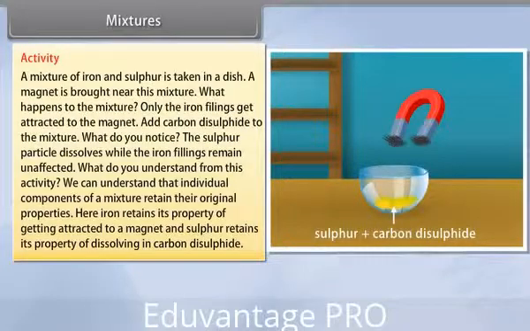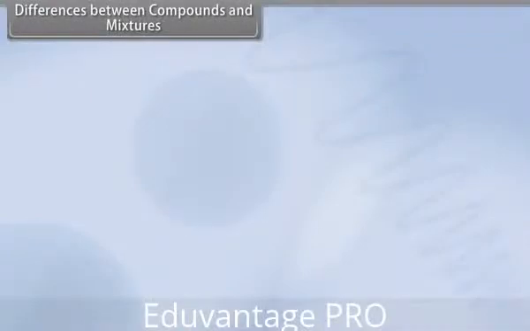What do you understand from this activity? We can understand that individual components of a mixture retain their original properties. Here, iron retains its property of getting attracted to a magnet, and sulfur retains its property of dissolving in carbon disulfide. Differences between compounds and mixtures.